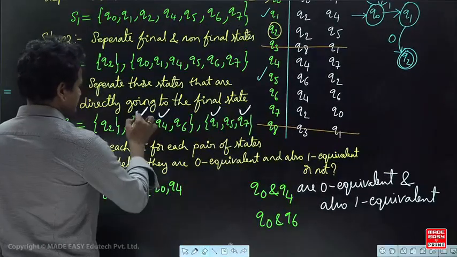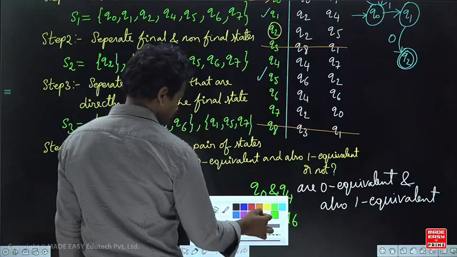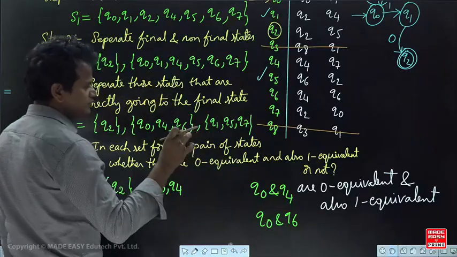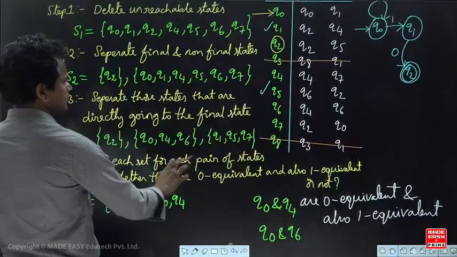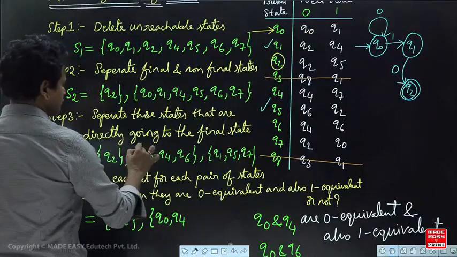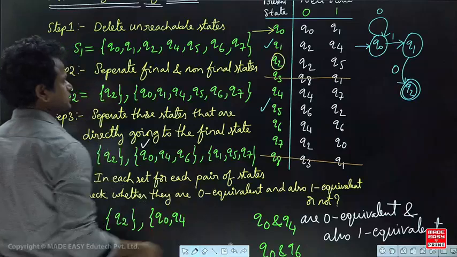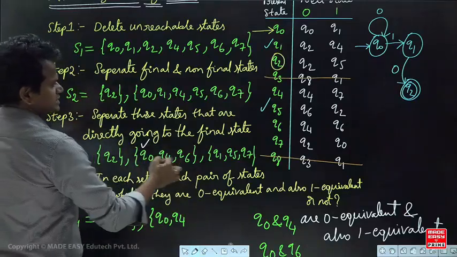Now listen, guys. Q0 and Q6 I am checking. Whenever you are checking, you have to check for input 0. Q0 on input 0, the output is Q0. Now Q6.